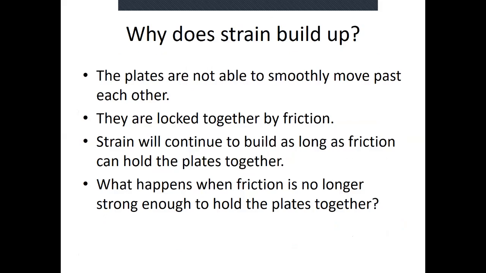Why does this strain build up? Well, it's because the plates are not able to smoothly move past each other along the fault. That's because they are locked together by friction. So friction is the force between two surfaces that resists the motion, either the onset of motion if they're not moving, or it resists the motion that is already occurring if they are moving. So friction just resists motion. It's a force between two surfaces that resists motion. So the strain will continue to build as long as the friction in the fault is strong enough to hold the plates together. But what happens whenever the friction is no longer strong enough to hold the plates together?